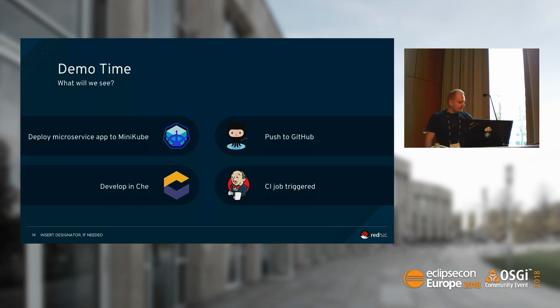Okay, demo time. I will quickly show deployment of a microservice application on Minishift. We'll create a workspace. I have already created a workspace for that in Eclipse Che. I will push to GitHub, and that will trigger a CI job, but that part won't work. My Jenkins pod didn't start because of some network issues. So we'll spend more time in Che then.